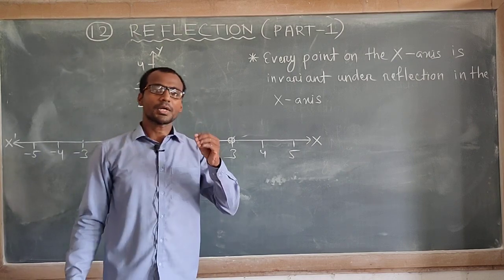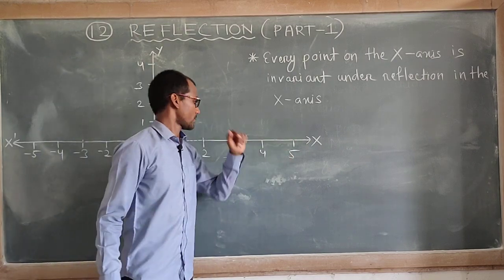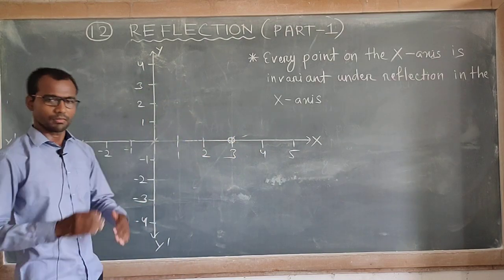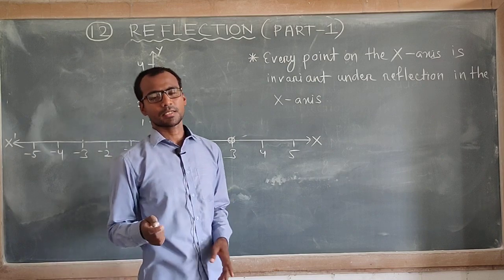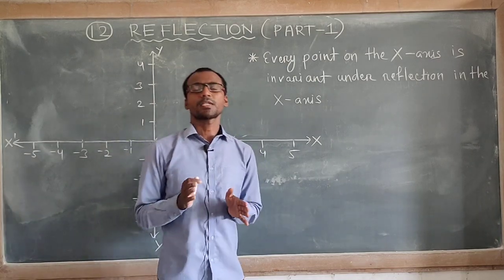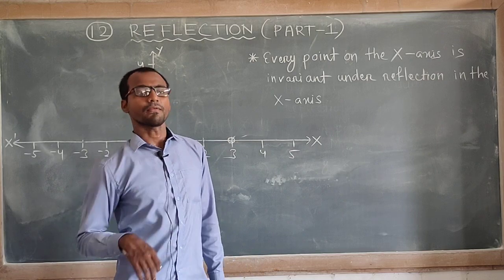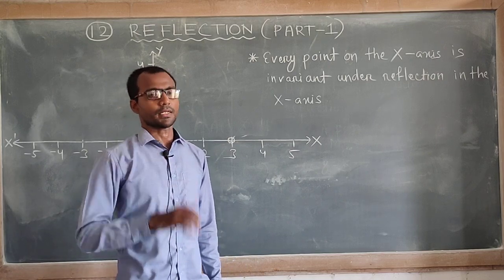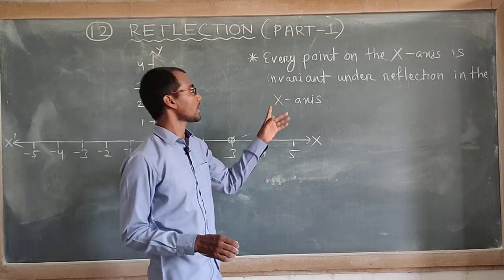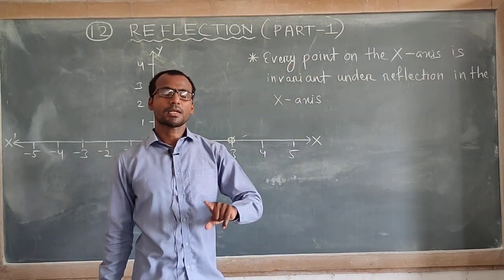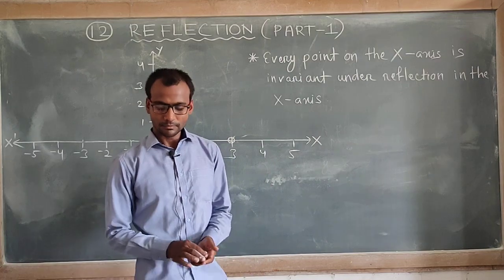This means if you randomly take any point, for example (5, 0), (3, 0), (-2, 0), (-4, 0), like this, you can take any point on the x-axis. If you reflect those points in the x-axis, there will be no change, so they will be invariant under reflection in the x-axis. So remember this point: every point on the x-axis is invariant under reflection in the x-axis.